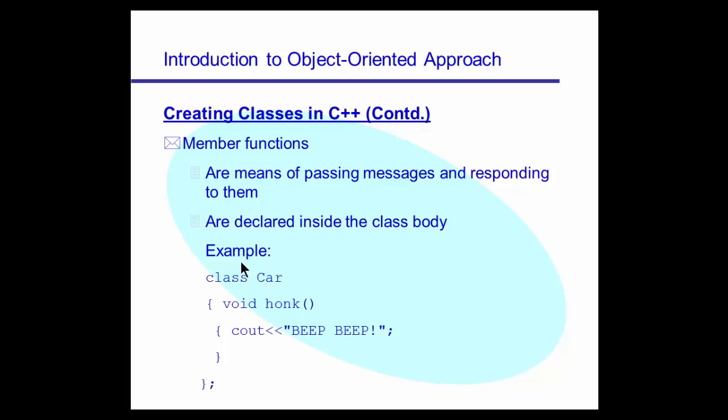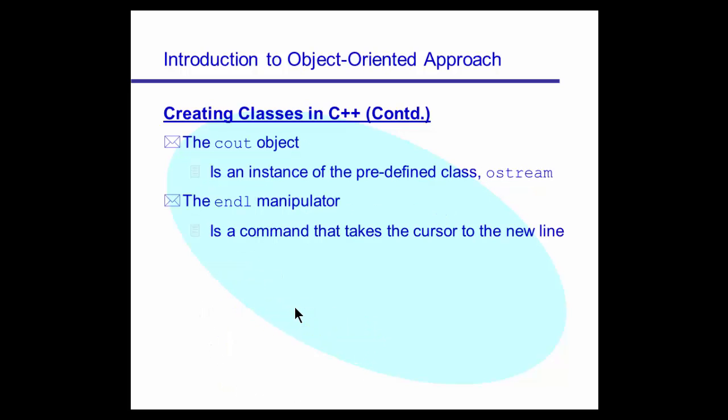Normal functions are different from member functions. Member functions lie within the scope of the object of the class, so they are only accessible with the object of the class. We cannot access the member functions directly. These are the main differences between normal functions and member functions. Here in our example, honk is the member function.